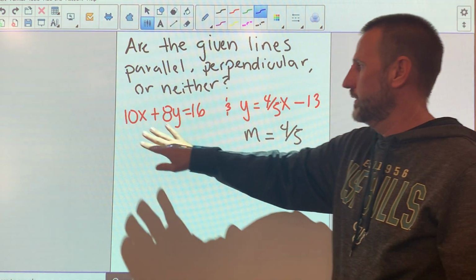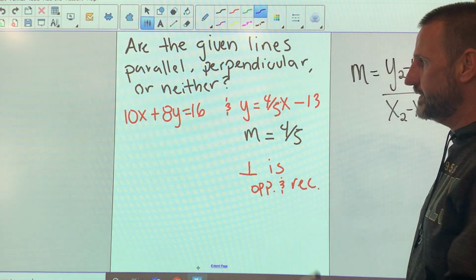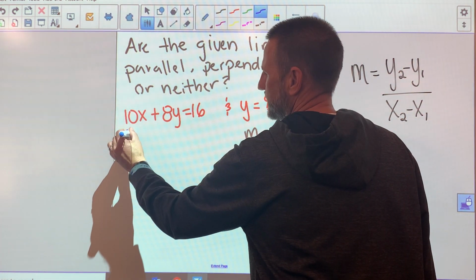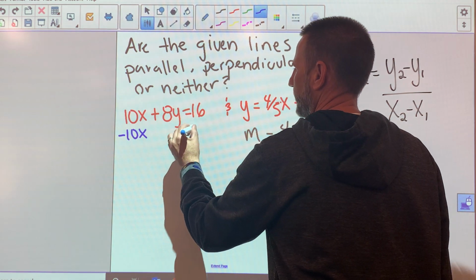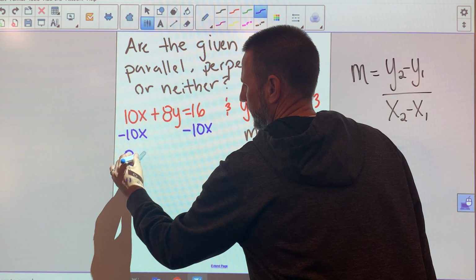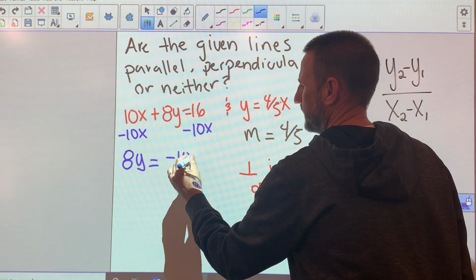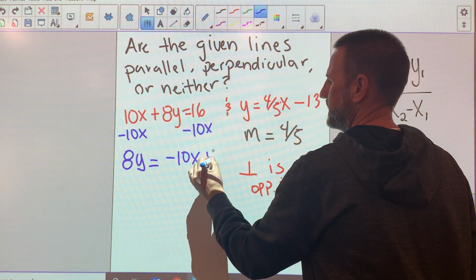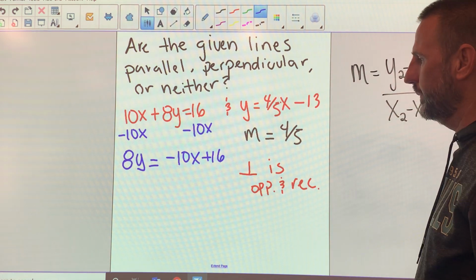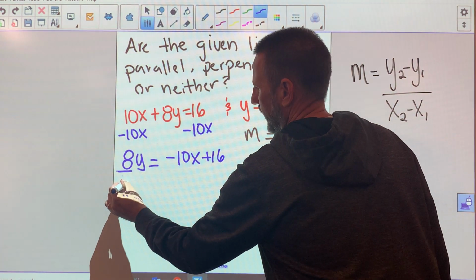Some people will say, oh, the slope's 10. Well, it's not, because you haven't made a slope-intercept. So let's get that right. The first thing, I need to get it y equals, so I'm going to subtract 10x. I'm going to bring down, I got 8y equals -10x plus 16. And I know it's plus 16 because I don't see any negative out front, so it must be a positive 16. And now I have to divide everybody by 8.